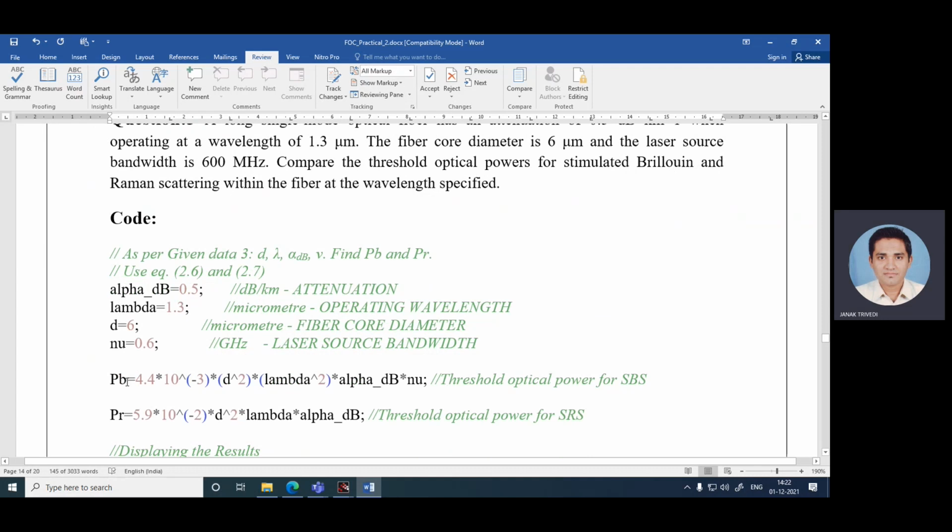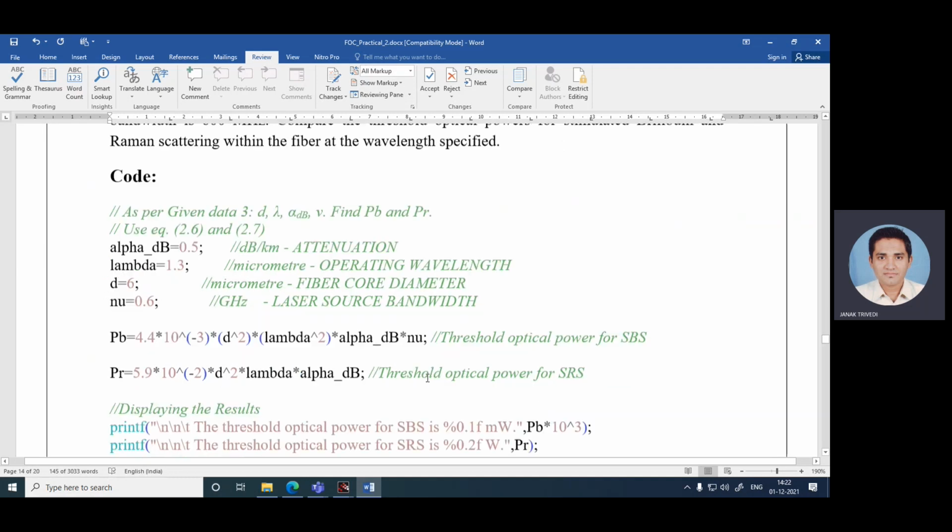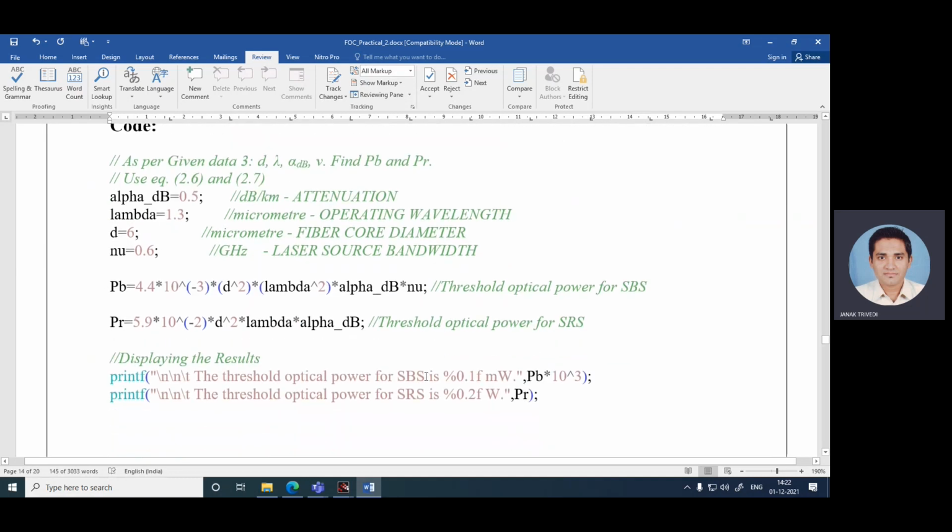So use formula 2.46, that is P_B is equal to 4.4 × 10^-3 d squared lambda squared into alpha dB nu, that is the threshold optical power for SBS. And P_R is equal to 5.9 × 10^-2 d squared lambda alpha dB, that is the threshold optical power for SRS. And displaying the result, so printf the threshold optical power for SBS and the threshold optical power for SRS.